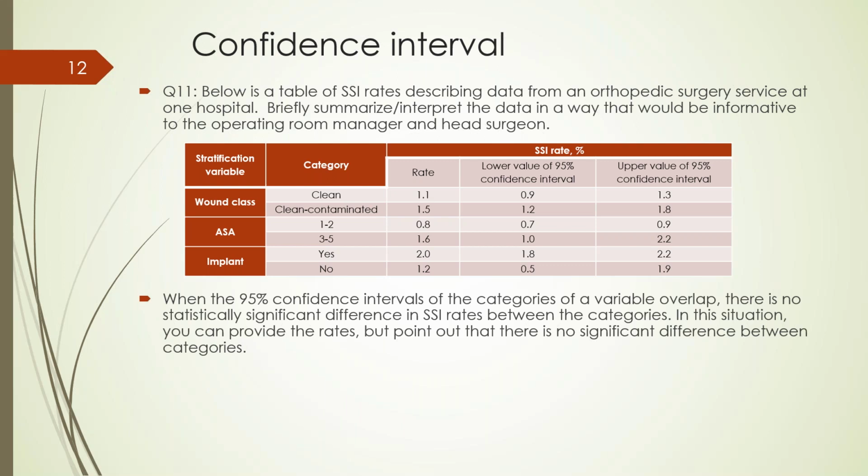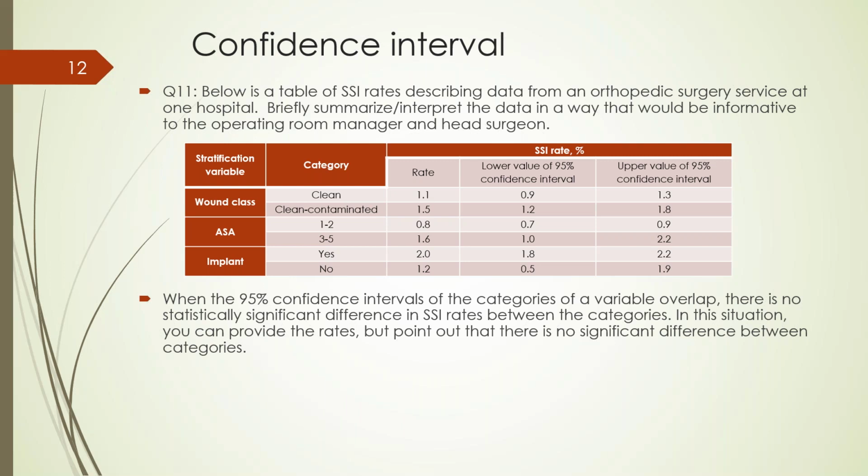We can use this type of data when it has the 95% confidence intervals. We can use this data to see if there was a statistically significant difference between the categories by looking at whether or not they overlap. So let's take, for example, wound class. There's two categories, and the clean has a confidence interval that goes from 0.9 to 1.3. Clean contaminated surgeries have a rate that starts at 1.2 and goes up to 1.8. So if you think of these numbers on a continuous number line, you can see that the upper value of clean and the lower value of clean contaminated actually do overlap. So the two confidence intervals for clean and clean contaminated overlap a tiny bit, just from 1.2 to 1.3. So those are not statistically different.